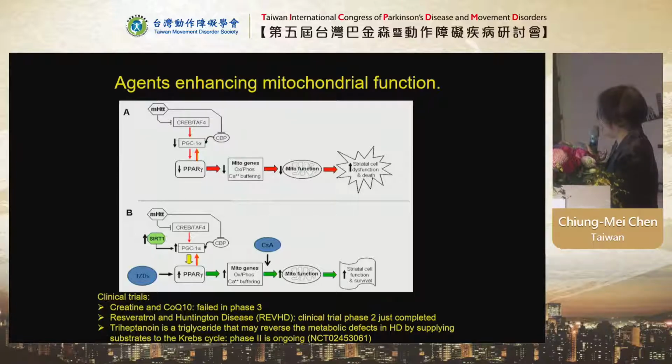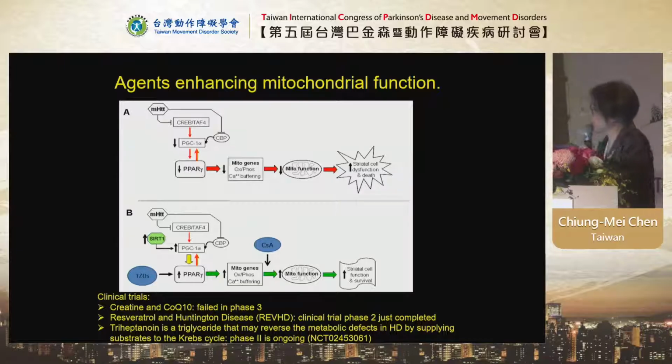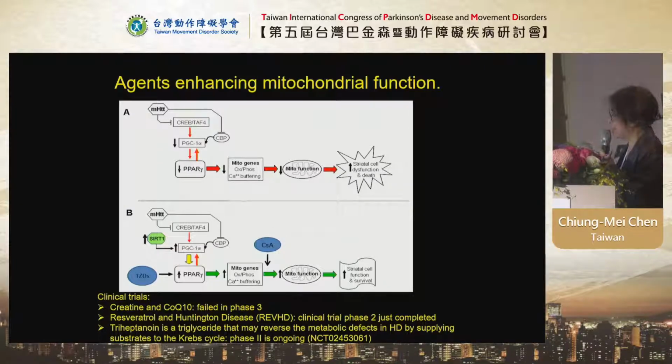And we know that mutant huntingtin can interfere with CREB, TAF4 mediated transcription, leading to impaired PGC1 alpha and PPAR gamma expression that lead to decreased mitochondrial biogenesis and mitochondrial dysfunction. So agents that enhance PGC1 alpha and PPAR gamma expression or activity, or such as cyclosporine that decrease membrane permeability of mitochondria, can enhance mitochondrial function.